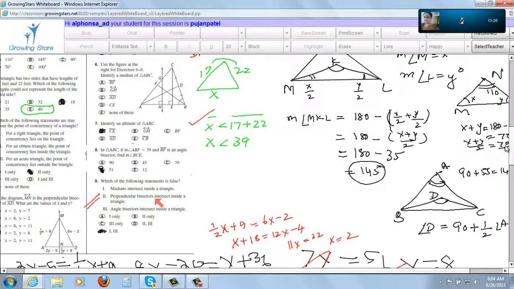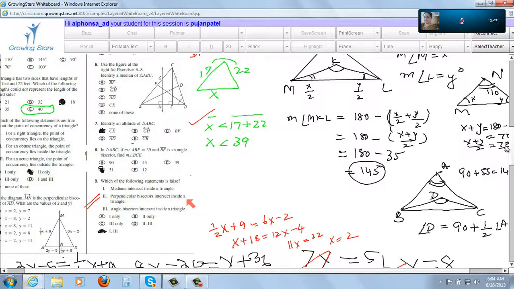This is false, no? You have to say which of the following is false. So the second one is false because it's not always true. For an obtuse angle triangle, the perpendicular bisectors intersect outside the triangle. We just now saw one, isn't it? Yeah, we had that figure.